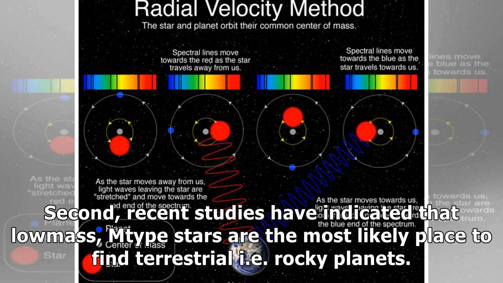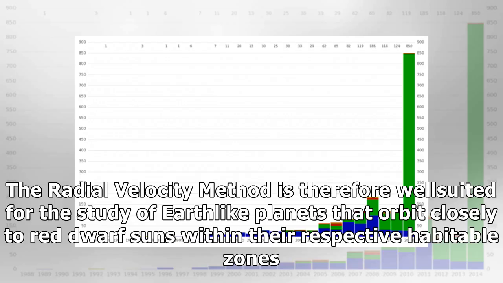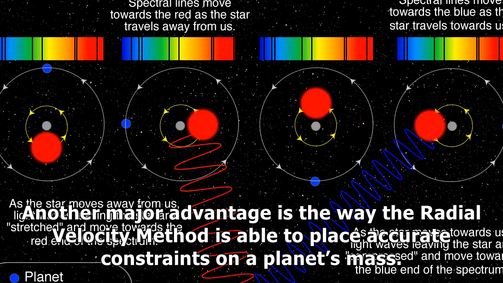Second, recent studies have indicated that low-mass, M-type stars are the most likely place to find terrestrial, i.e. rocky planets. The radial velocity method is therefore well suited for the study of Earth-like planets that orbit closely to red dwarf suns within the respective habitable zones.